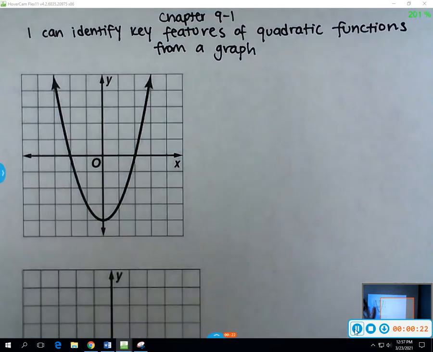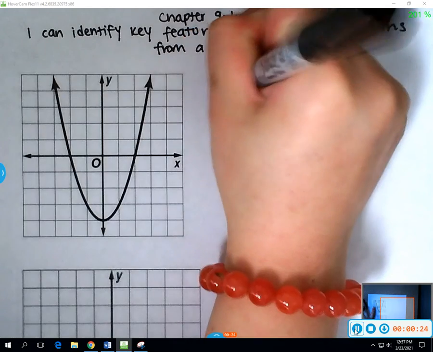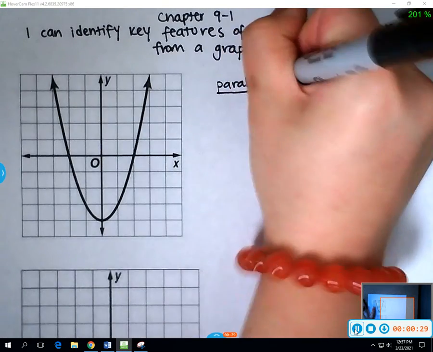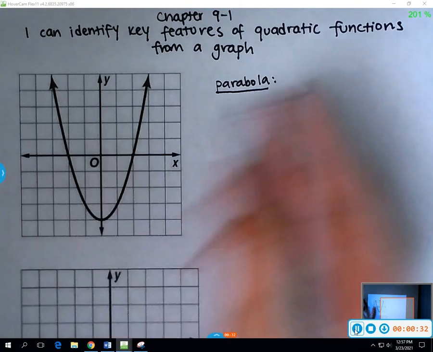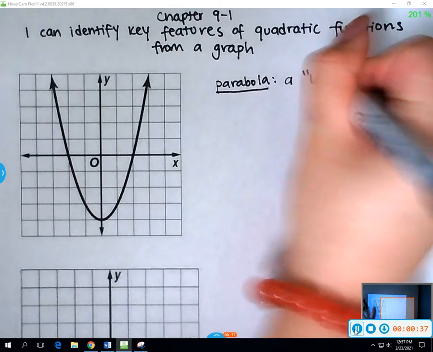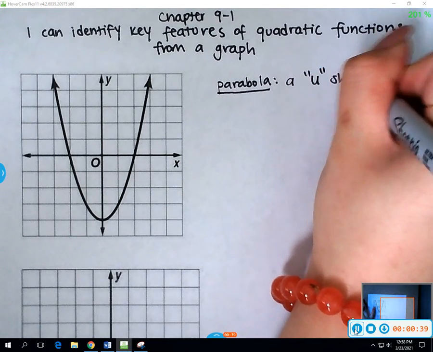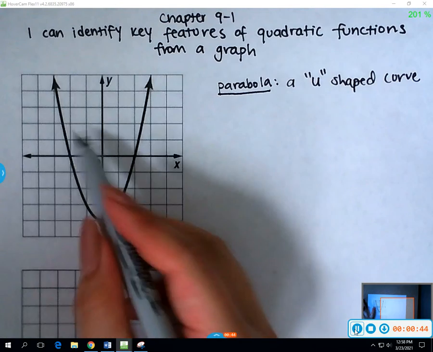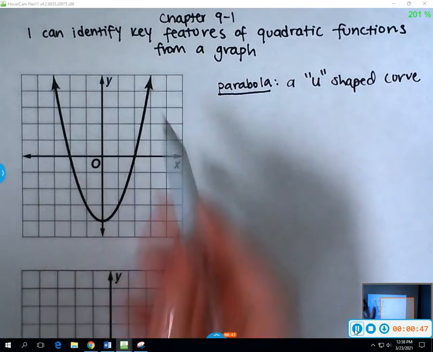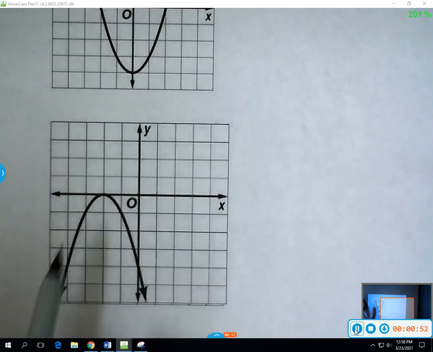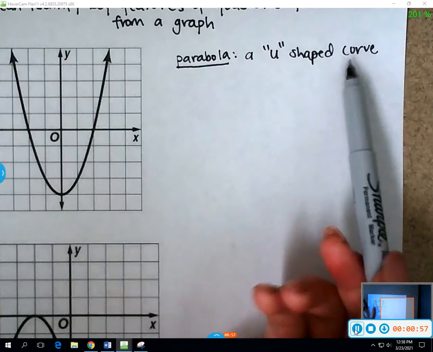So the first vocabulary word is parabola. The word parabola refers to this shape on the graph. One way we can describe it is a U-shaped curve. Parabolas can look two ways. They can either be facing upwards like this one, or we could see them point downwards. Both of these are considered parabolas. They're just pointing in different directions. So a parabola is a U-shaped curve.